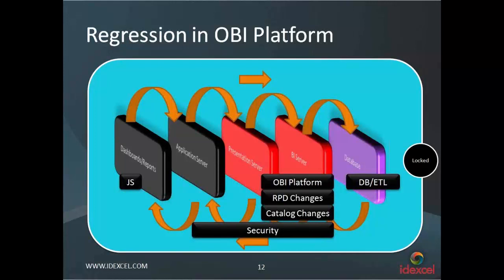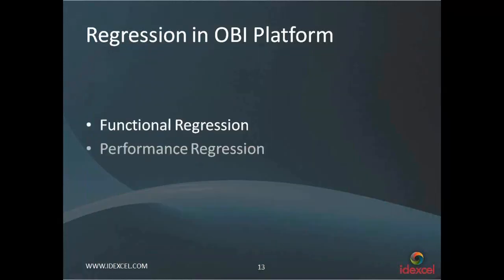And as you move along, there could be changes to the OBI platform, meaning major OBI versions. There could be changes to the RPD. There could be changes to the catalog because of report naming or any of the content in the dashboards. Or there could even be changes to security, again intended or unintended. And finally, on the database level, we have DB and ETL changes. So all these are criteria for which a regression risk could be introduced in the system.